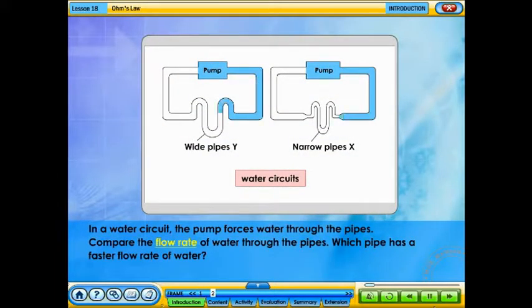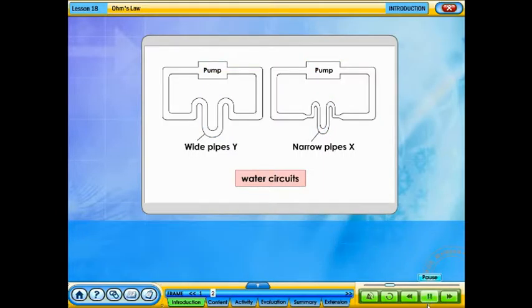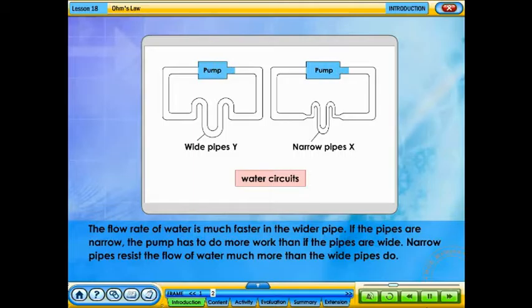In a water circuit, the pump forces water through the pipes. Compare the flow rate of water through the pipes. Which pipe has a faster flow rate of water? The flow rate of water is much faster in the wider pipe.